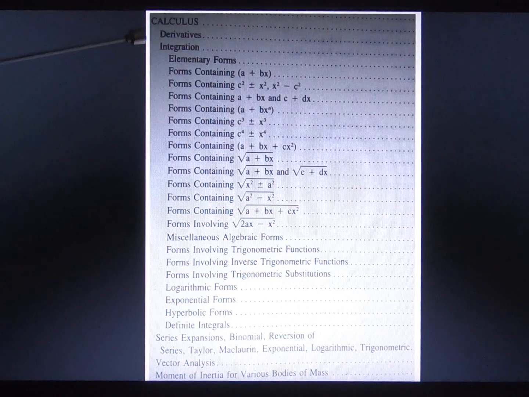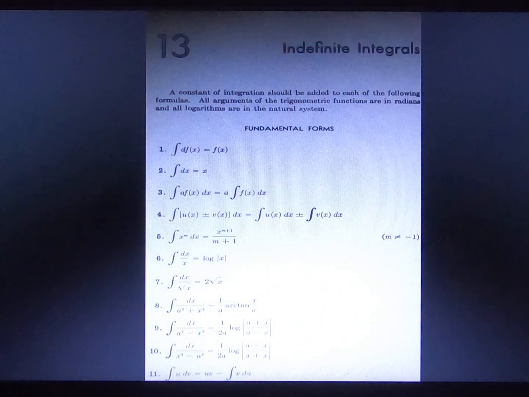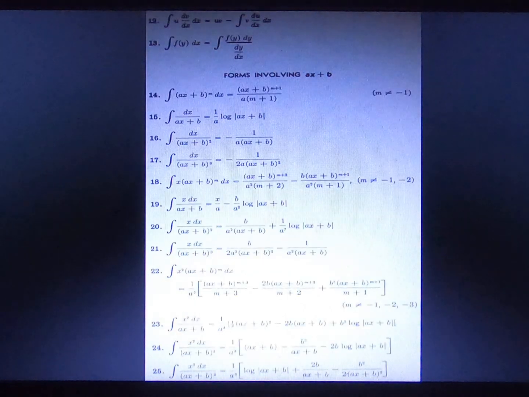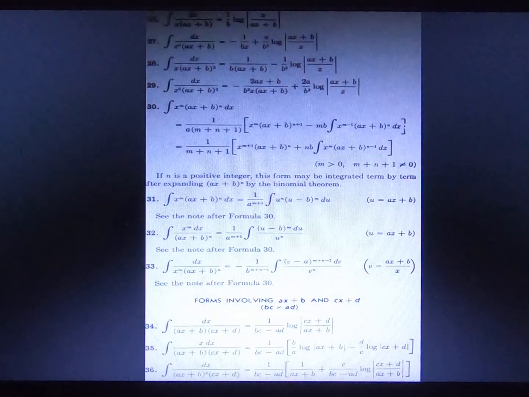Now I will give you the formulas from the book, like formulas containing a plus bx, or formulas containing a squared minus x squared and square root. So these are the forms. These are the formulas.